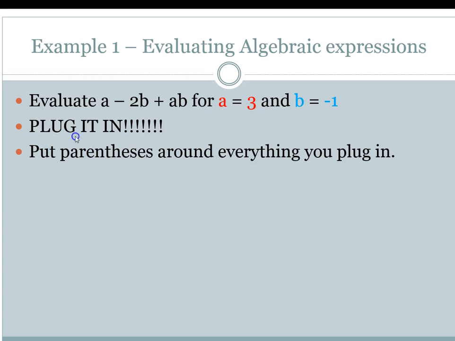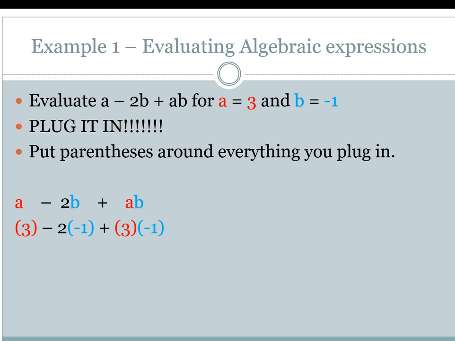So the steps are to plug it in, and most importantly, put parentheses around everything you plug in. So here's my original problem. You should always write your original problem before you start. And then the next step is to plug in those values for a and b. Now I color-coded this for you so it's easy to follow. A is 3. Make sure that you add the parentheses. Minus 2. B is -1. Plus 3 times -1.